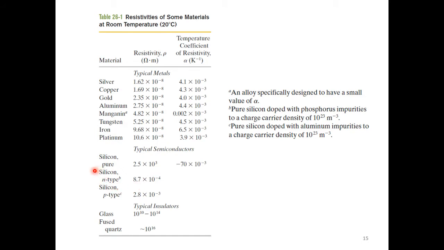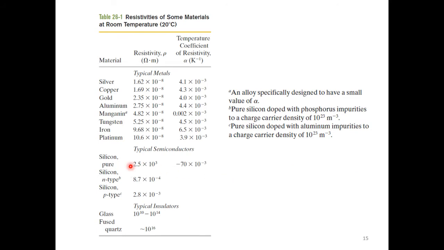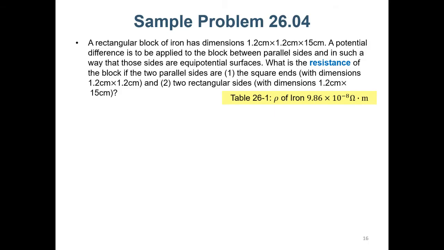However, the point of using silicon is that we can control it. For metal, it is hard to control because you need to use temperature control, which is not very flexible. However, semiconductors are easier to control. And for insulators, the resistivity will be much higher. So here is another sample problem.